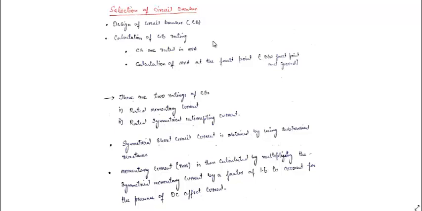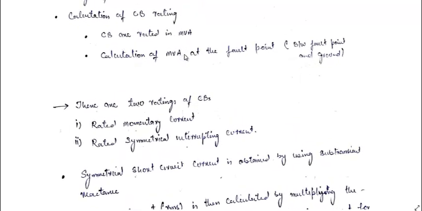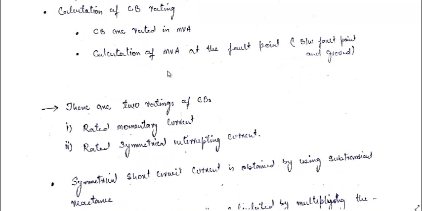Usually the rating of the circuit breaker is in MVA. So we need to calculate the MVA rating of the circuit breaker. So in other words, we need to calculate first because at different points we have a different fault current. The actual calculation is the MVA at the fault point, between the fault point and the ground. We have to first assume that at any point a fault occurs between that point and the ground, and we calculate first the fault current between that point and the ground and then the fault MVA.